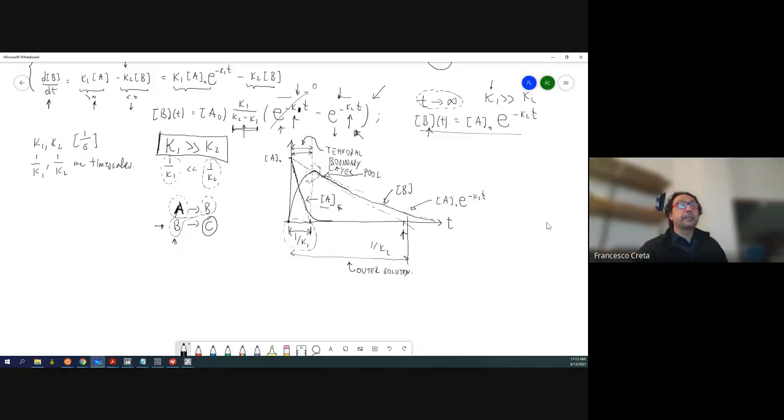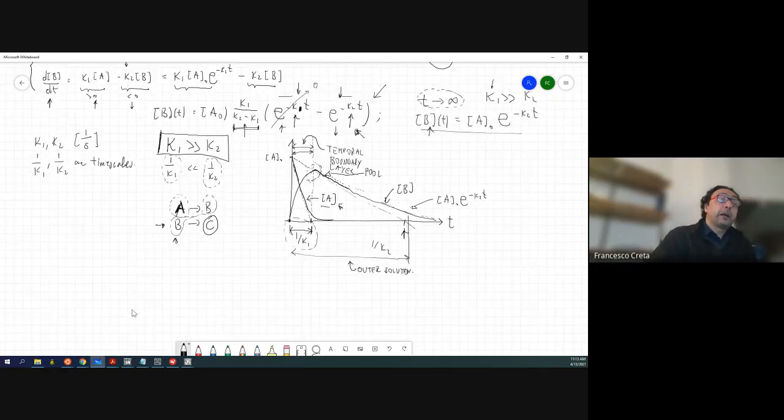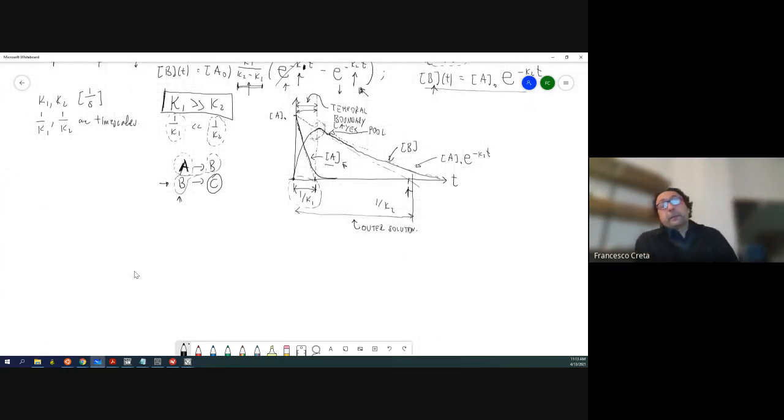Now clearly in this particular system, we only have 2 timescales, 1 over k1 and 1 over k2. In reality, you're going to have a spectrum of timescales. But the important thing is that these models will help us understand the fact that there is a separation of timescales, and this is the most important message. And also the most important source of difficulty in trying to integrate these systems.